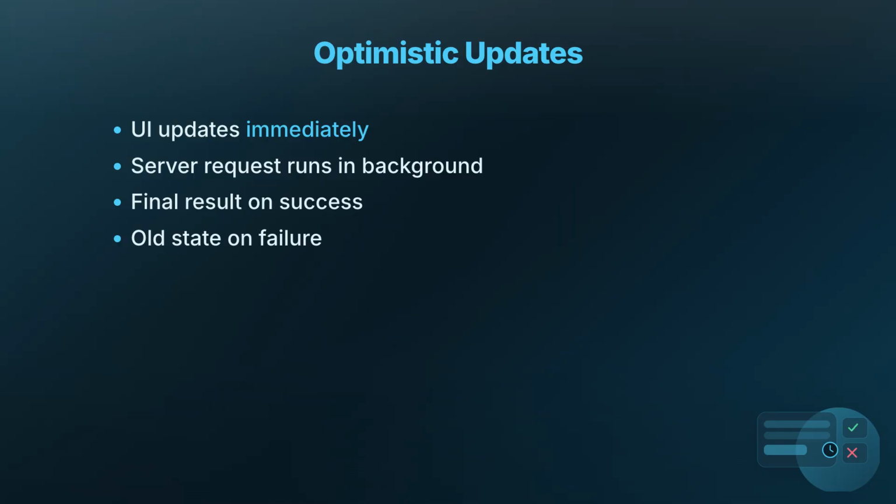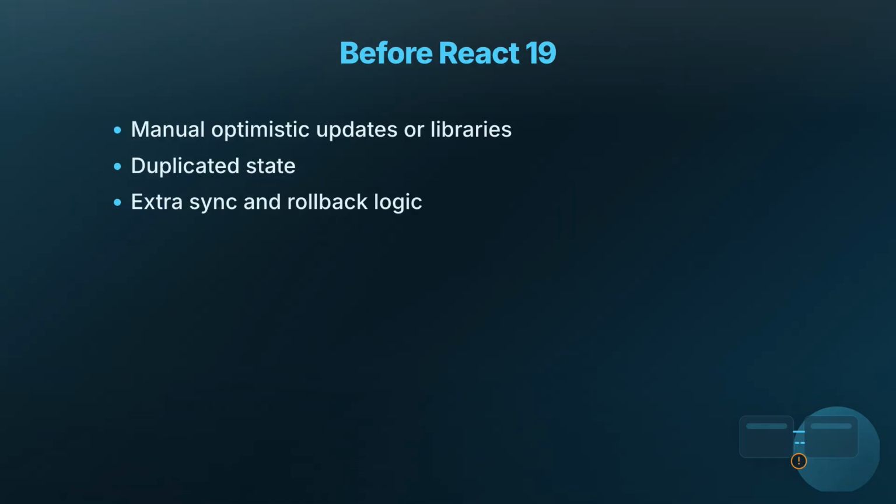Then in the background, we send the request and sync with the server. If something goes wrong, we revert the UI and can optionally show an error. In practice though, this works really well, because most requests just succeed. Now this idea isn't new, but before React 19, implementing it wasn't exactly simple.